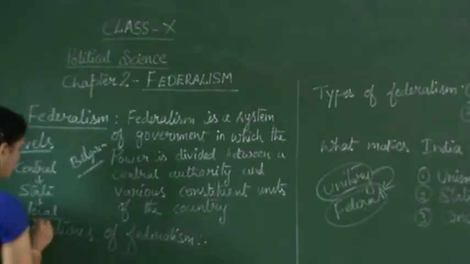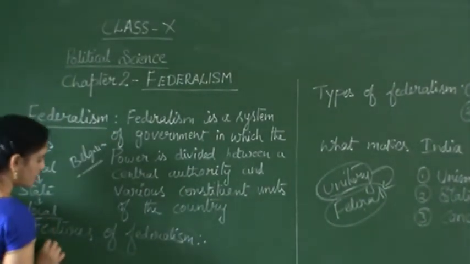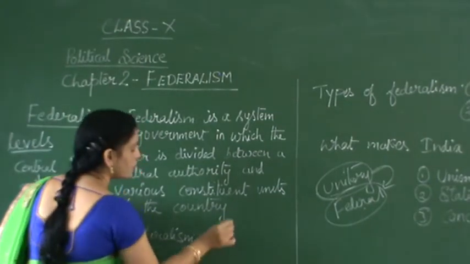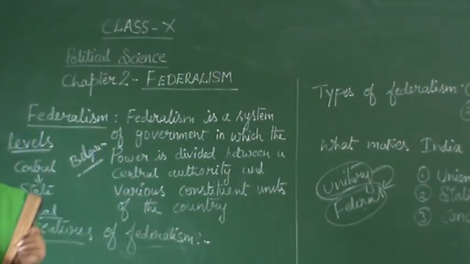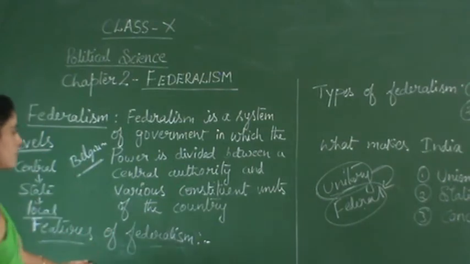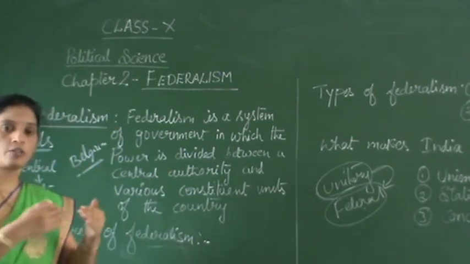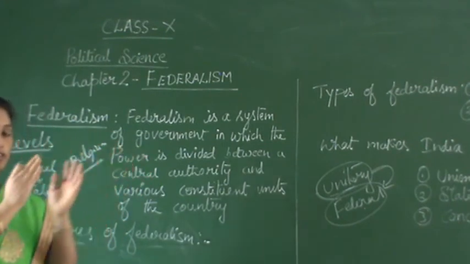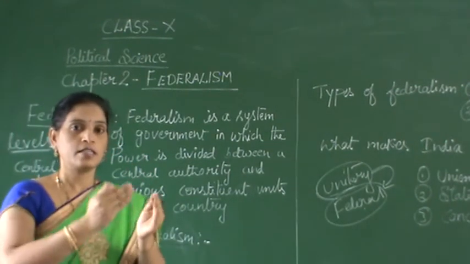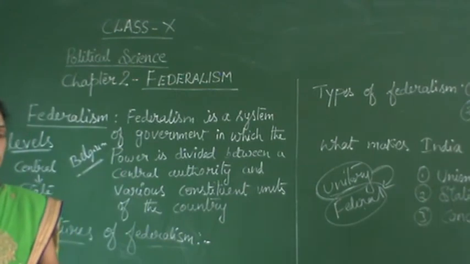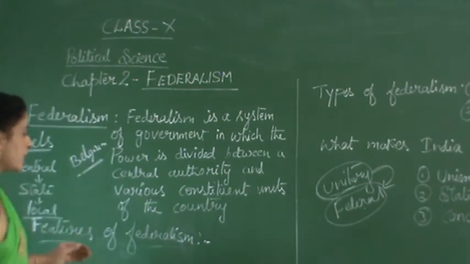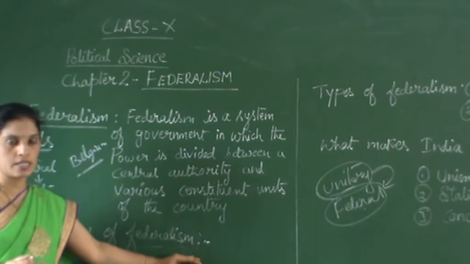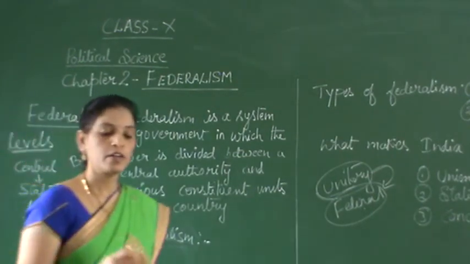Then coming to the key features of federalism. What are the key features of federalism? There are 7 key features of federalism. When we understood that the power is delegated to the other levels, it is not that only the central government, or the unitary level of government, is taking care of the power. Whereas the power is delegated to other levels of the government, then what are its features? There are 7 main features of federalism.